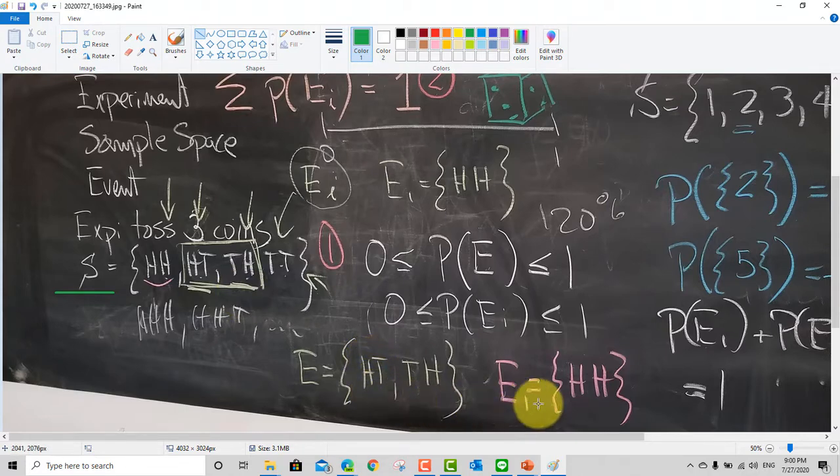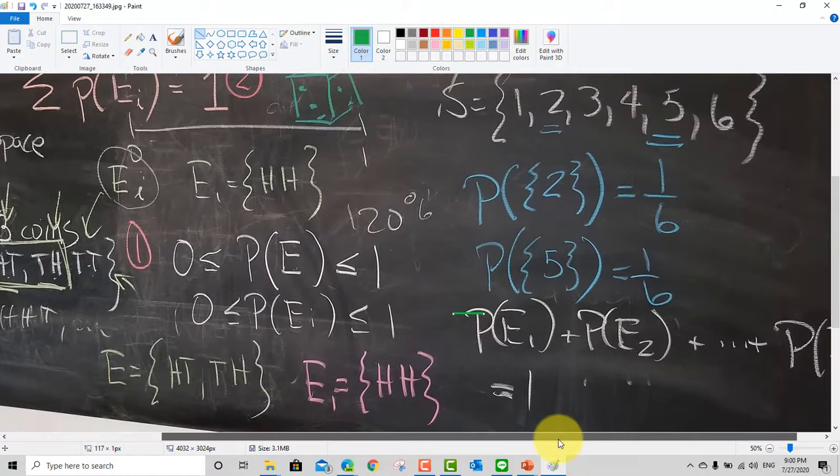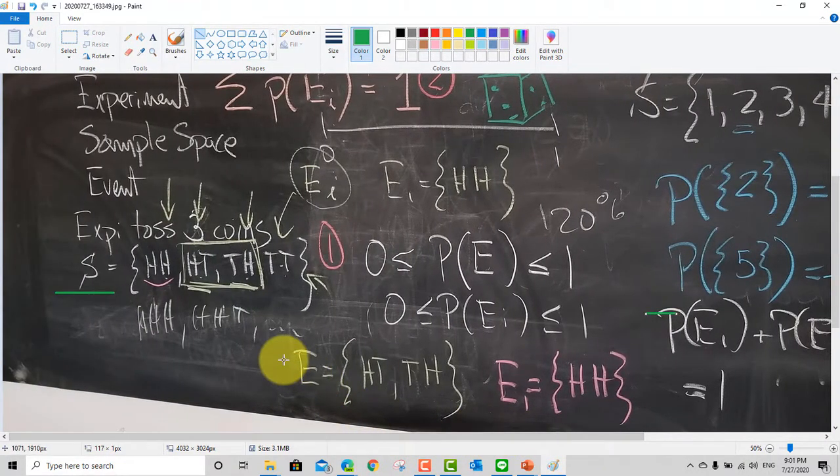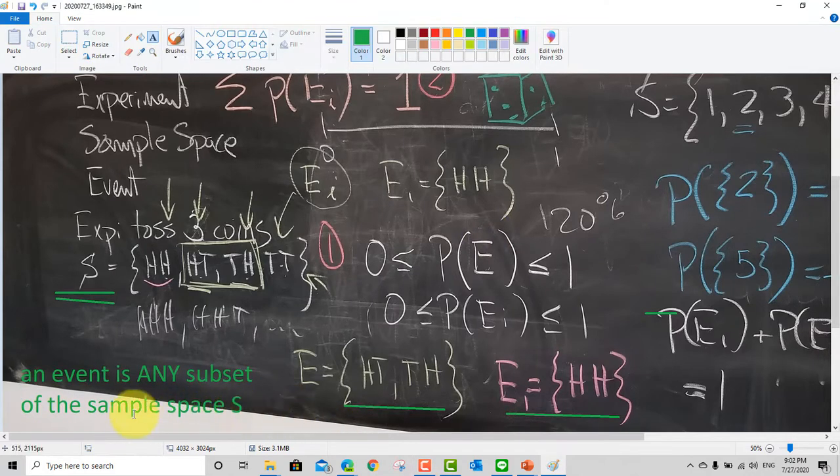And I also said this was another event. This was the event of getting exactly 2 heads. Somewhere on the screen I said, what do all the events that we talked about have in common? And what they have in common is that this is a subset of the sample space S, and this is another subset of the sample space S. So hopefully I said somewhere, I don't see it on the board here, that an event is any subset of the sample space. So this is an event because it's a subset of the sample space. This is a different event because it is also a subset of the sample space. And we could construct other subsets of the sample space, and they would be other events.